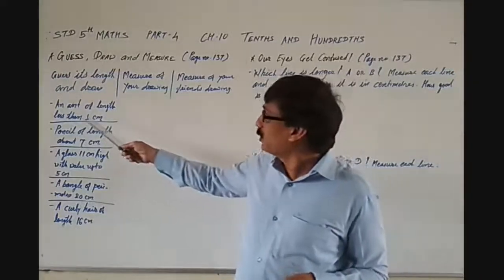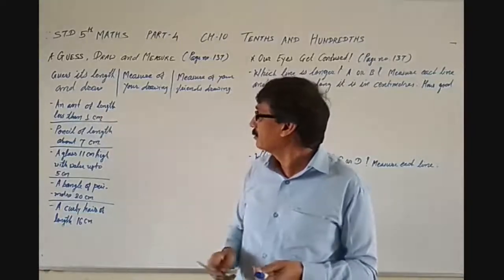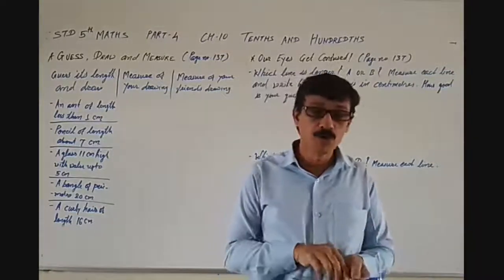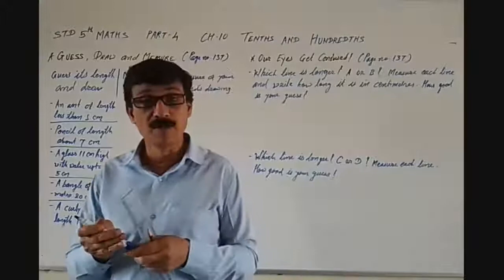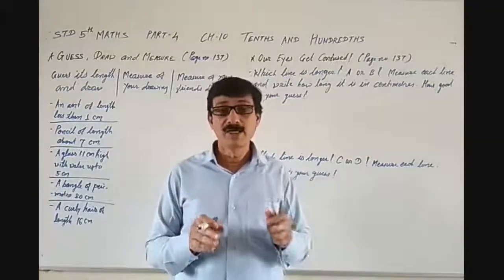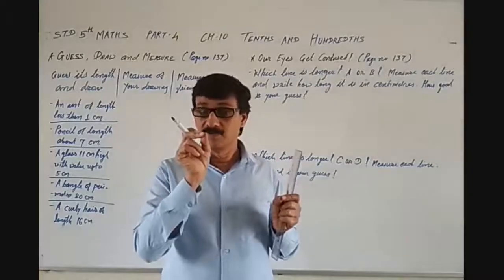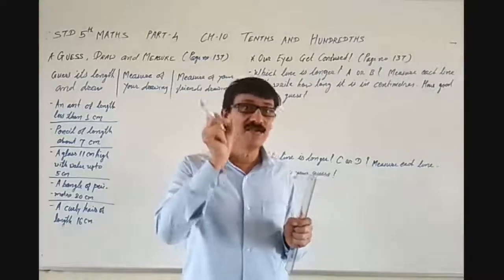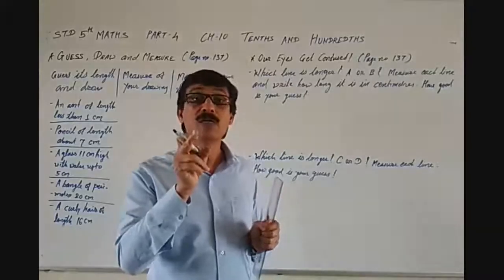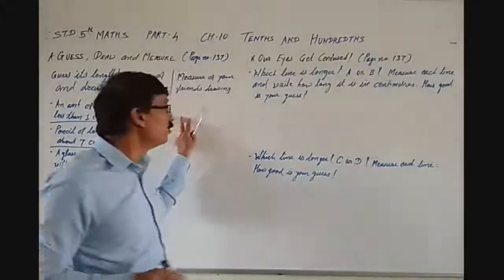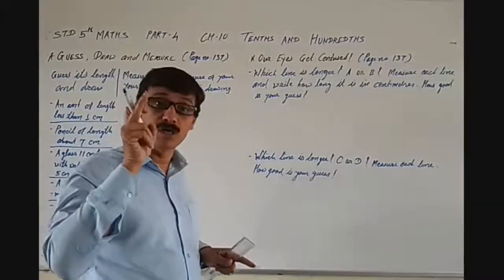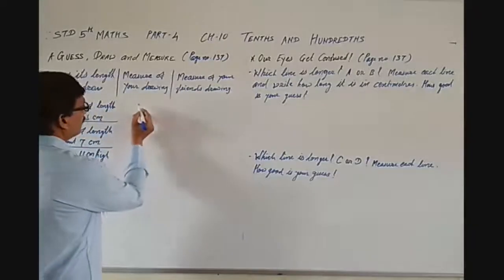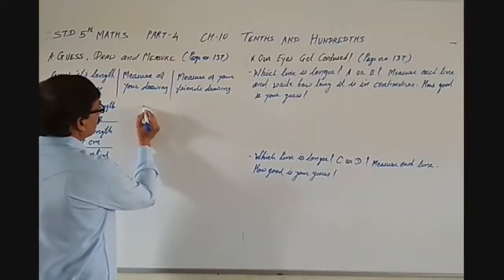Suppose, see, first one is an ant of length less than 1 centimeter. So first of all you will draw an ant in your rough book, not in your textbook. The length of the ant should be less than 1 centimeter, and that to be in your rough book. I am drawing over here, but you should not draw it over here. You will have to draw it in your rough book. Suppose this is an ant.